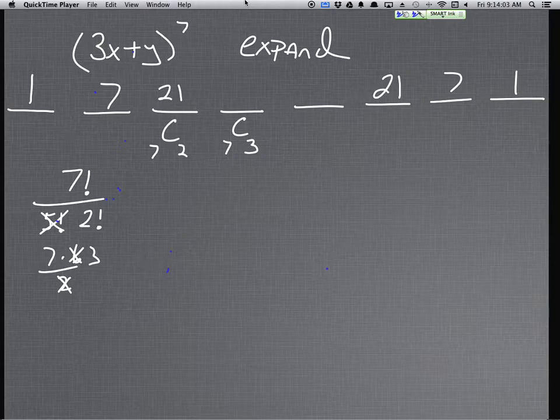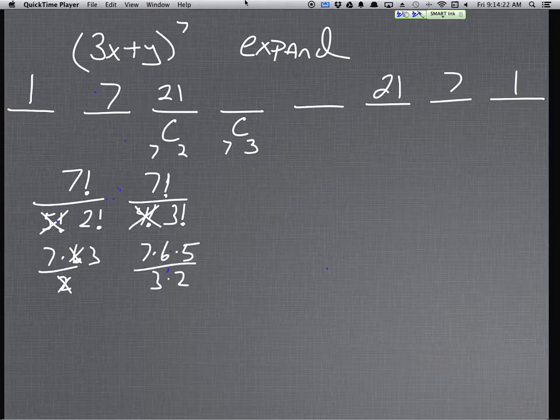Okay, so on the other one, I'm going to have a 7 on the top. I'm going to have a 3 on the bottom, and what are the numbers on the bottom? 4. 4 is on the bottom. So this time we're going to cancel the 4, which means I have 7 times 6 times 5 on the top, and I have 3 times 2 on the bottom. Cancel those two with 6. The 2 and the 3 cancel with the 6, so my number is 35, which means the other number has to be 35.